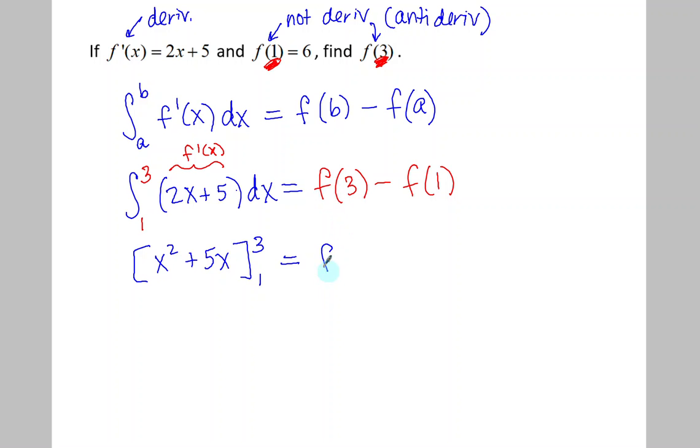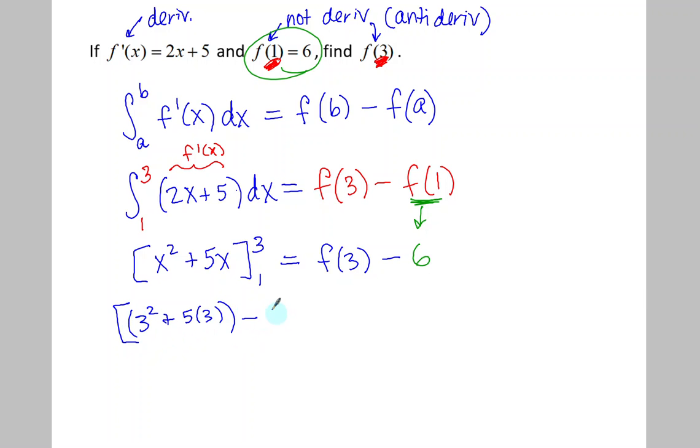F of 3 is unknown, but f of 1 is a value they gave us. That value is 6. So I'm going to substitute f of 1 with 6. Now I plug in my values. This is 3 squared plus 5 times 3, and then I subtract with the lower limit plugged in, 1 squared plus 5 times 1.